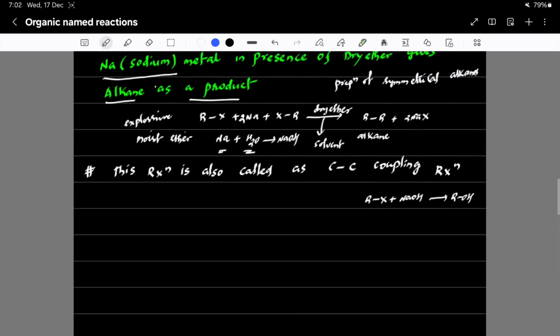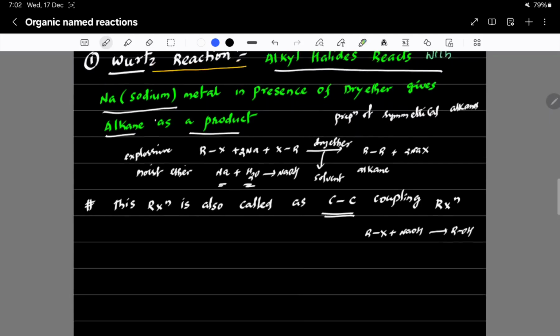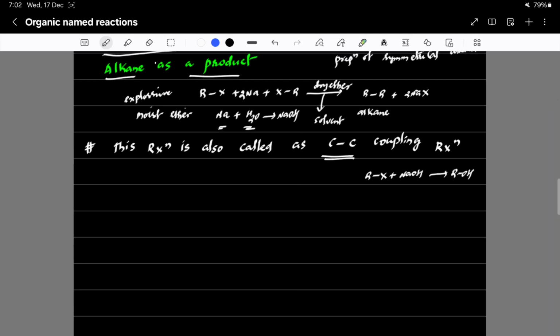Now look at students, this reaction is also called a carbon-carbon coupling reaction, because this R group, this alkyl radical, is combining with another alkyl radical, so that it undergoes the dimerization process. Then in this dimerization process, the carbon-carbon coupling reaction takes place. Now we will see the mechanism of this reaction, students.